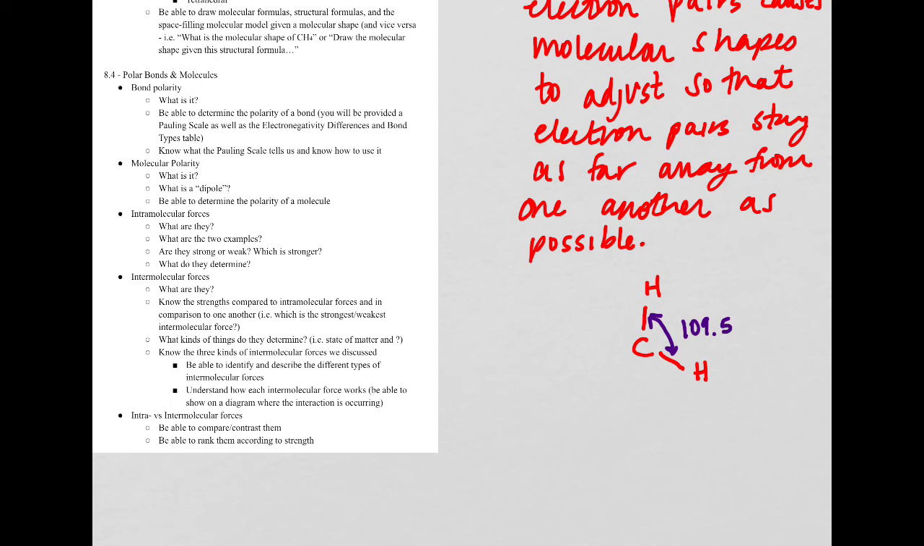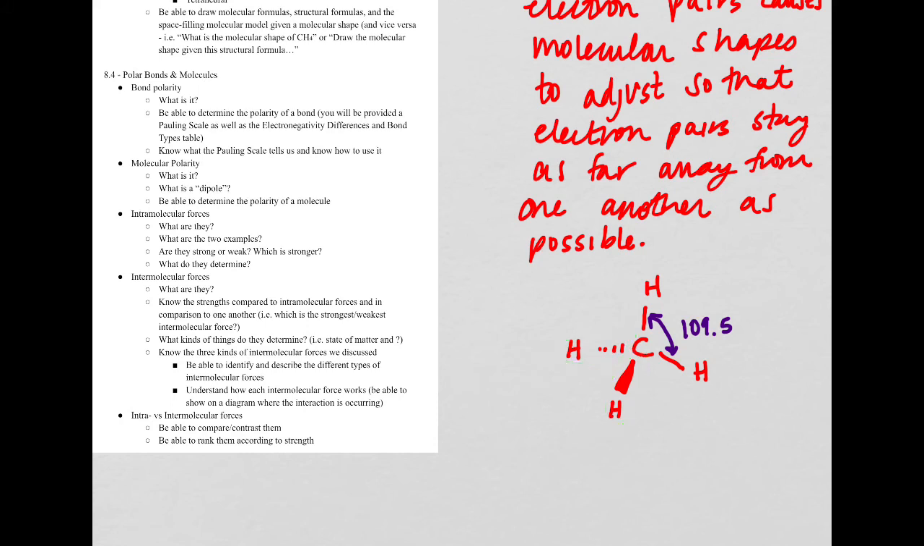And now we have what's called a wedge and a dash. So we're going to draw this tetrahedral shape with a wedge and dashes. The wedge indicates that this hydrogen atom is coming out at you. It's pointing out of the board at you. This hydrogen atom is pointing into the board. Okay, so these three right here, they're all in the same plane. They're all on one flat sheet of paper.